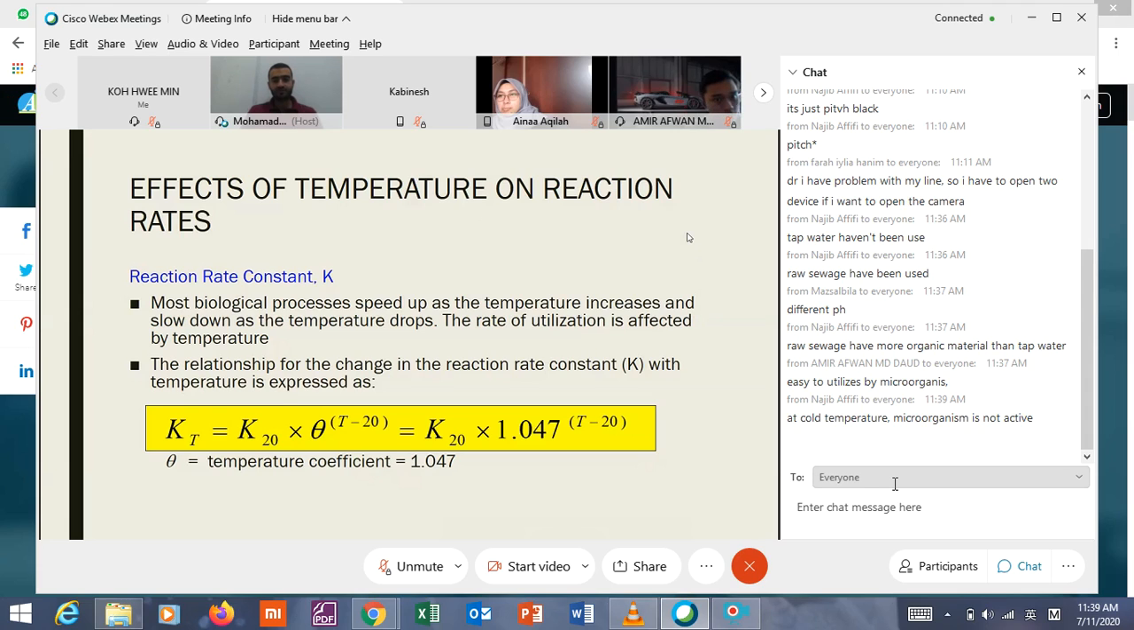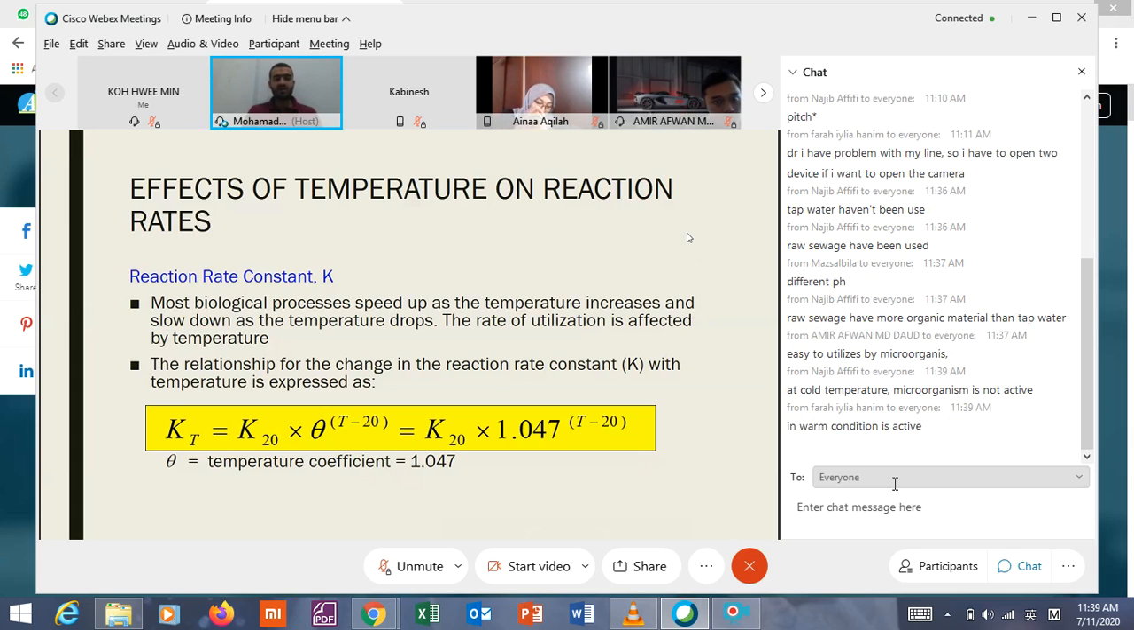At cold temperature, microorganisms are not active. Correct, because bacteria will be less active. On the other side, warm conditions are active. Yeah, that's right. So bacteria in warm conditions will be more active, and in cold temperatures, less active.